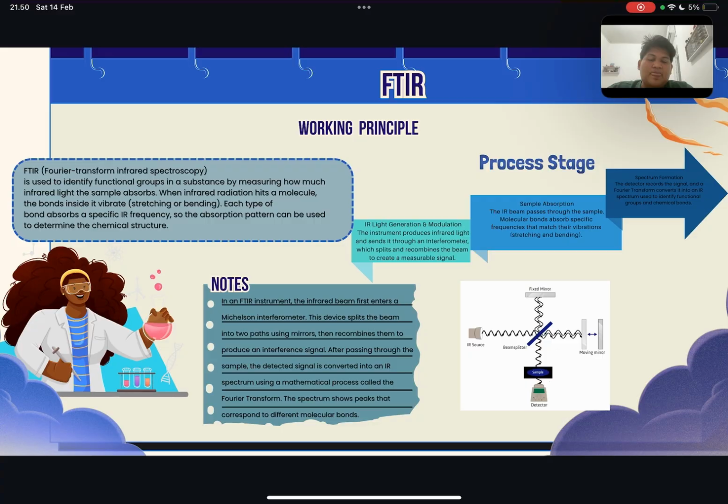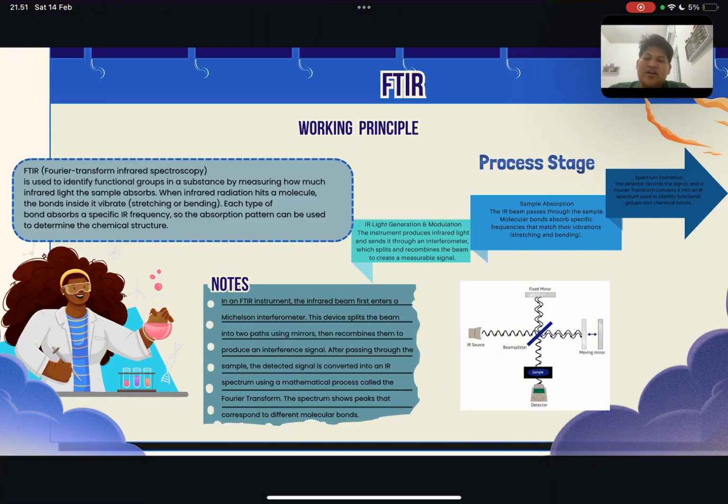Process stage: IR light generation and modulation. The instrument produces infrared light and sends it through an interferometer, which splits and recombines the beam to create a measurable signal. Process stage: sample absorption. The IR beam passes through the sample. Molecular bonds absorb specific frequencies that match their vibration. And then spectrum formation: the detector records the signal and a Fourier transform converts it into an IR spectrum used to identify functional groups and chemical bonds.